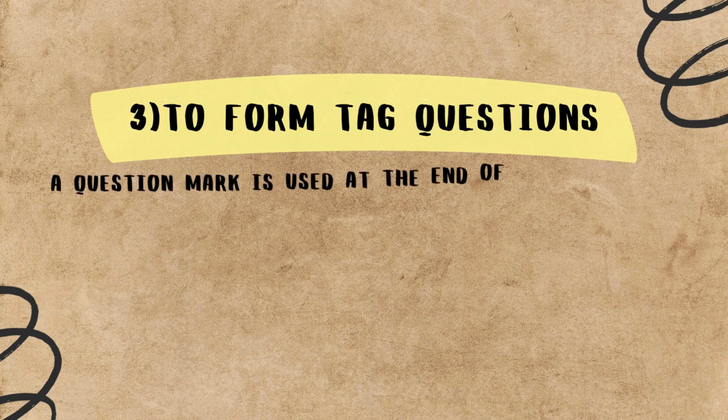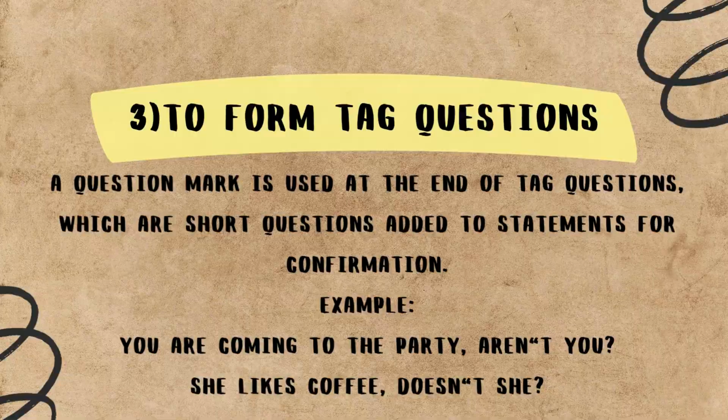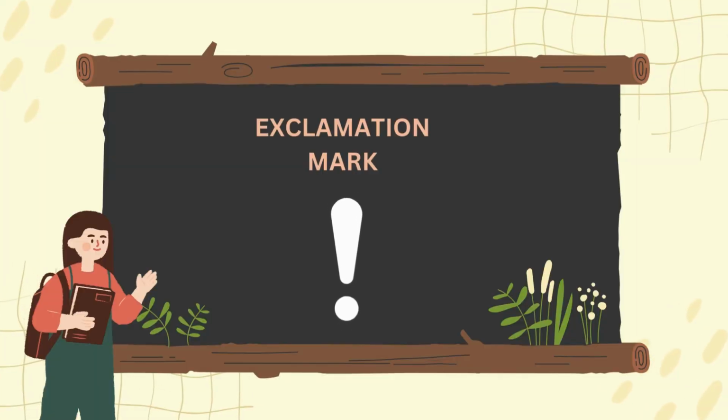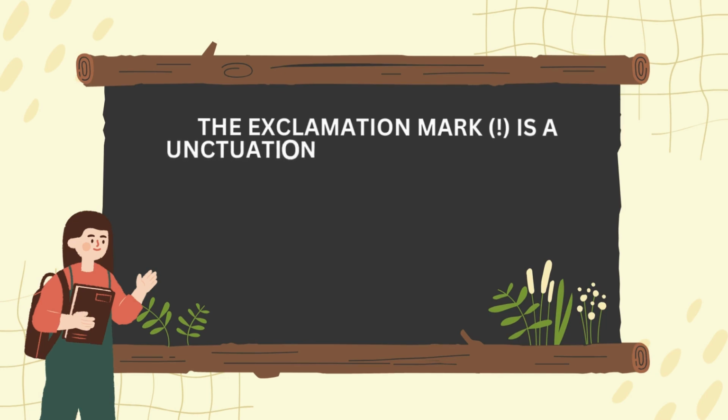Come to the next use of it. We use it to form tag questions. A question mark is used at the end of a tag question, which are short questions added to statements for confirmation. For example, "You are coming to the party, aren't you?" "She likes coffee, doesn't she?" Exclamation mark. Let's discuss what it means.